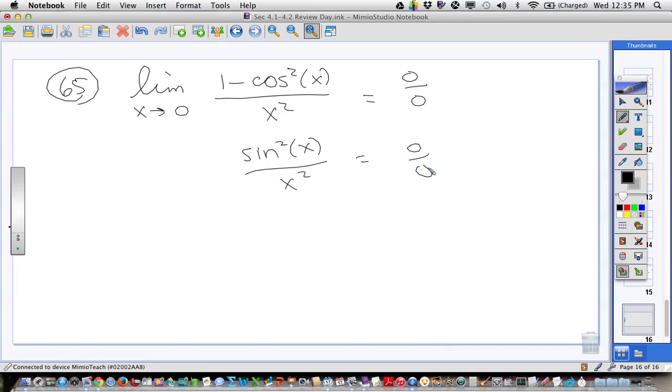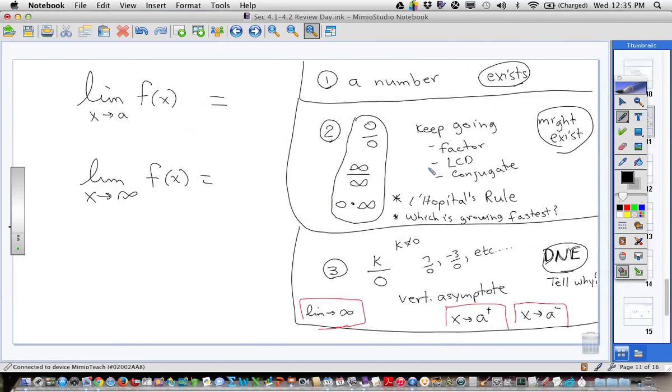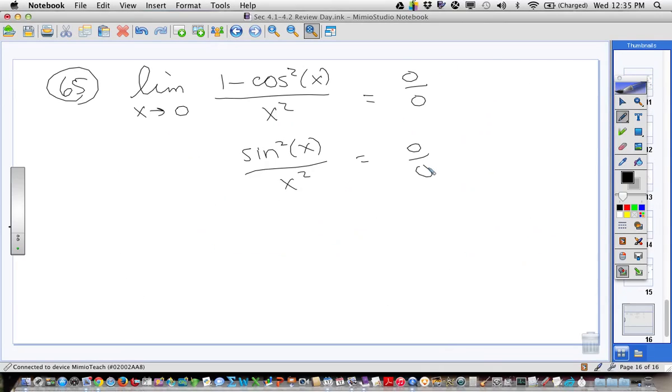So what do we want to do? Well, we look back at our notes, and when you get 0 over 0, you can keep going, some sort of factor and cancel kind of thing. We have L'Hopital's rule, what's growing the fastest. Those are some of the options we had. If I look at this, I can't really tell how fast these are growing, or actually, they're getting smaller. Can't really tell which one's getting small fastest, that doesn't work. Factoring and canceling doesn't work. Really, L'Hopital's rule is what I got.